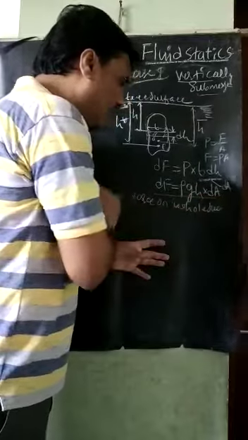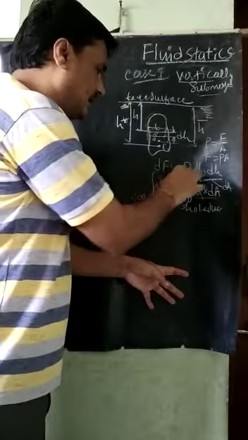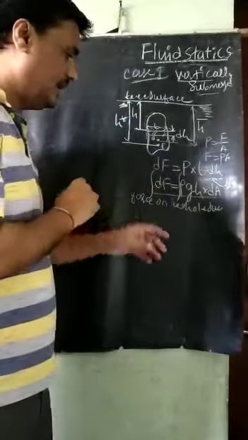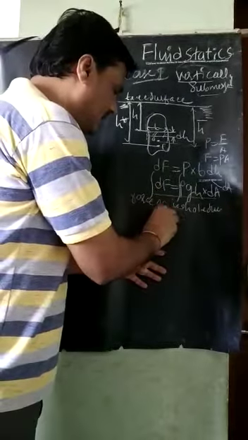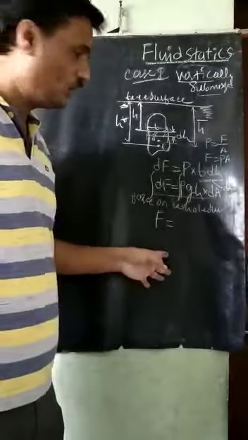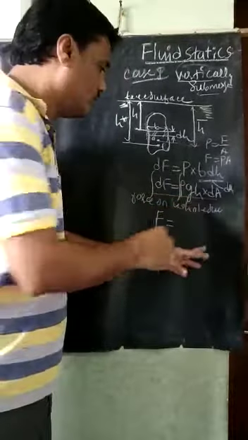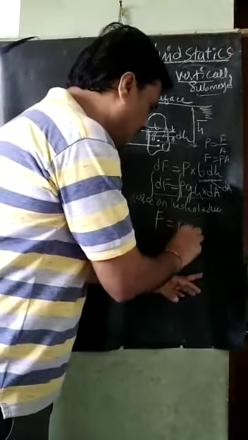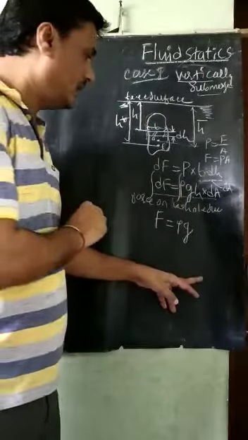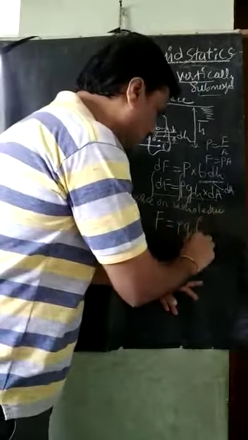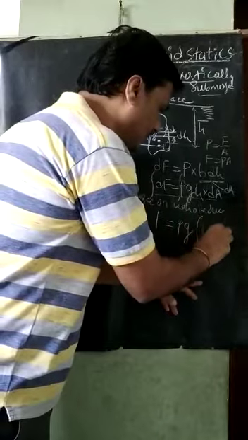For the whole surface, what has to be done? We have to integrate it. So after integration of this dF, I will get F. F is equal to what? Rho and g are constants here, so I will take rho and g out. What is left in the integral symbol? h into dA.